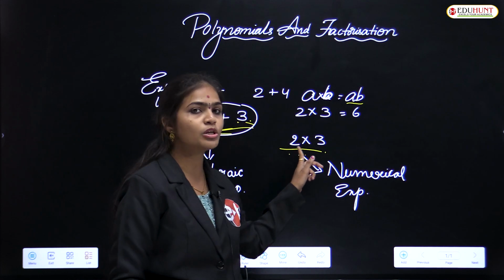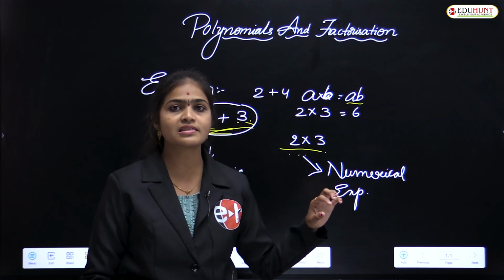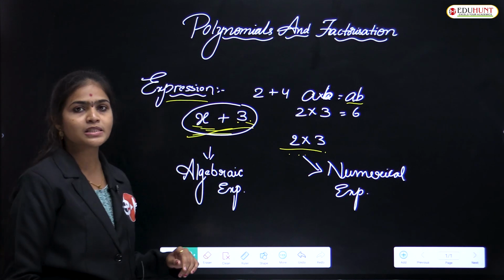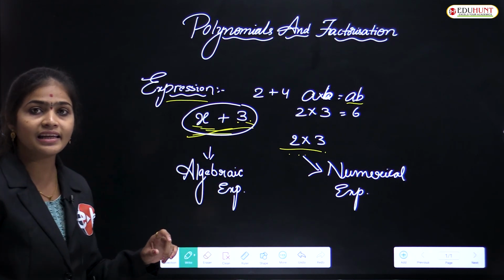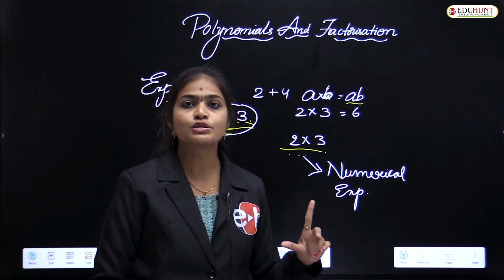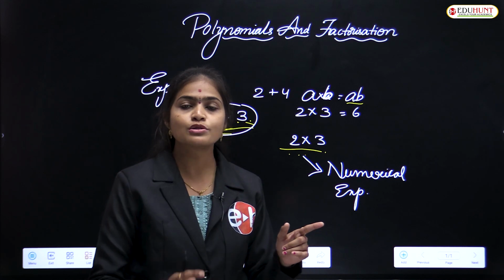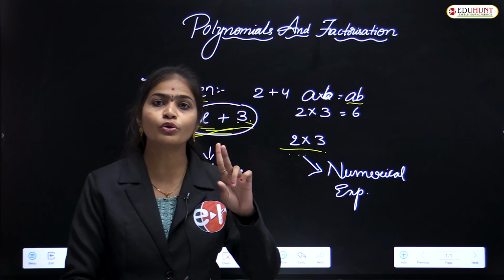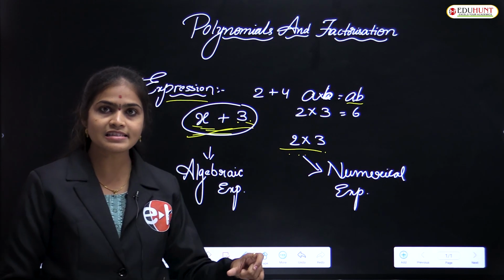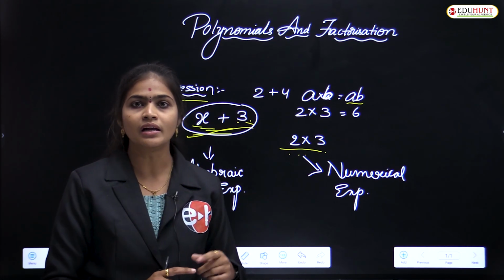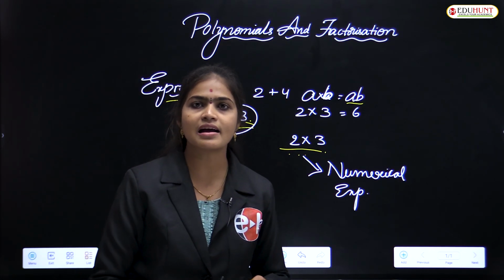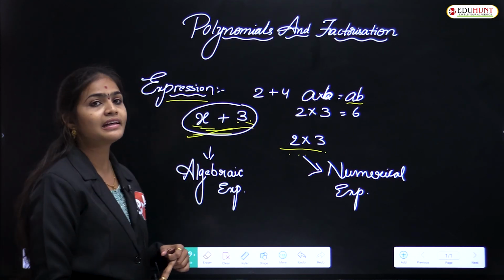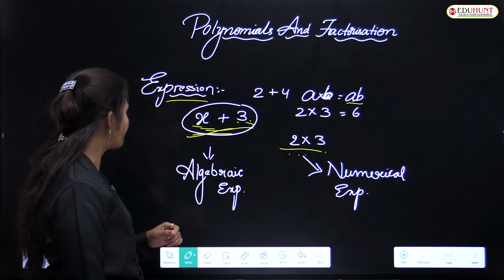Numerical expression means that the expression consists only of constants. And algebraic expression means an expression which contains at least one variable. So we can take x plus y. x plus y is one of the expressions, and it consists of two variables. At least means minimum it has one variable, then only we will call it an algebraic expression. Okay, now we will see the types of algebraic expressions.